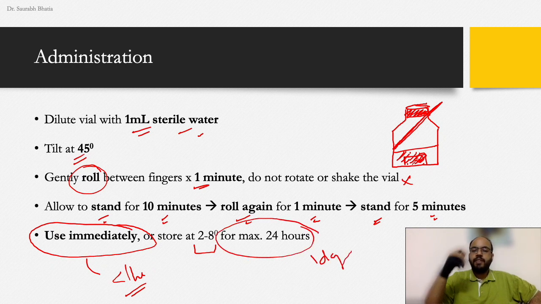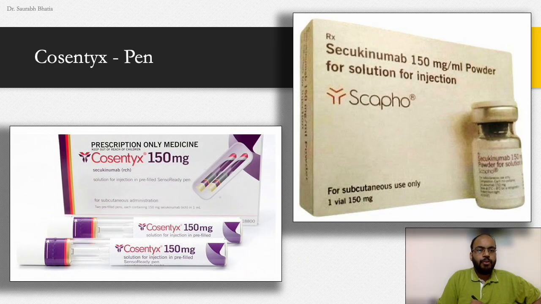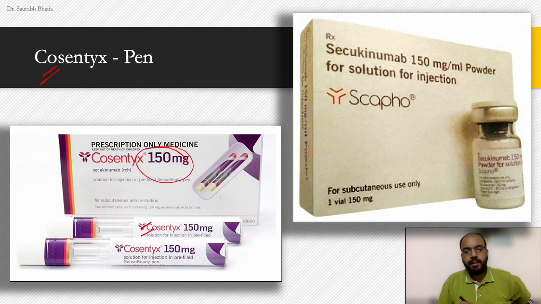So for example, you have reconstituted the vial, it has to be used within 1 hour of removing from the fridge, or you keep it back in the fridge and use it within 24 hours of reconstitution. We are clear on that? So here we are seeing the Cosentyx auto-injector pen of 150 milligram each. So if you are giving 300 milligram, you have to give 2 injections at one instance.